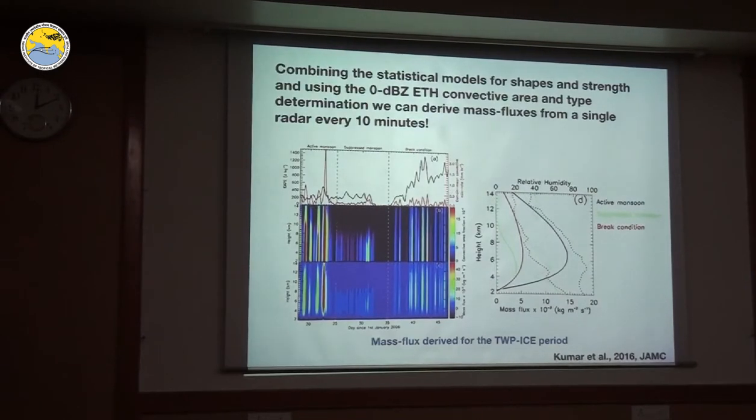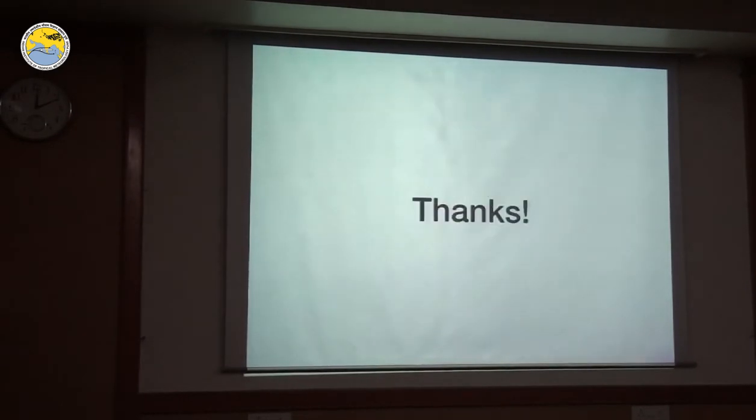All right, so that's my quick run-through of how to use modern observations, both satellite and radar, to think more about cumulus parametrization. And I'll take any questions.